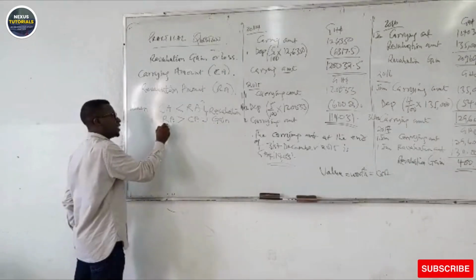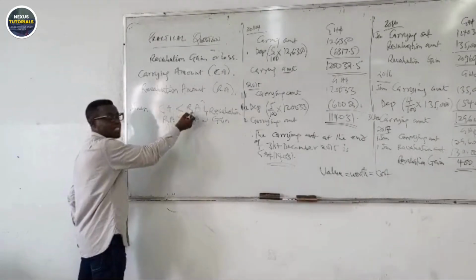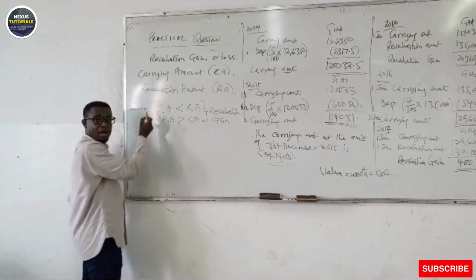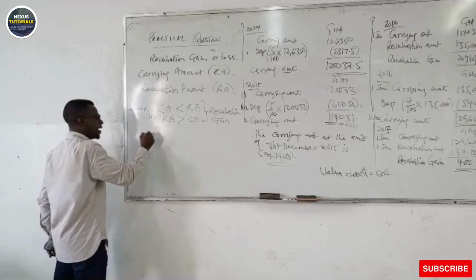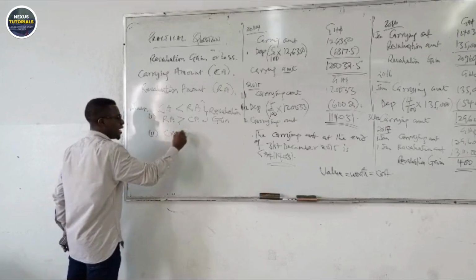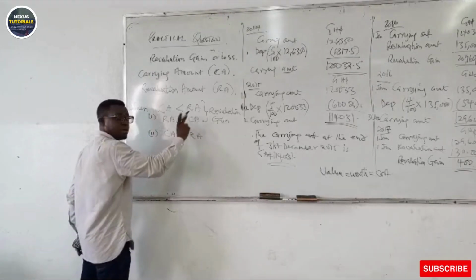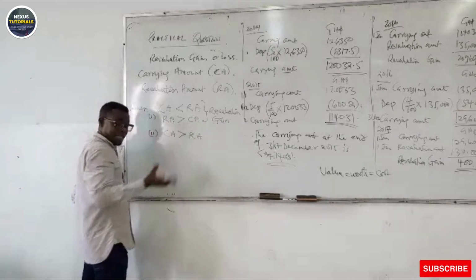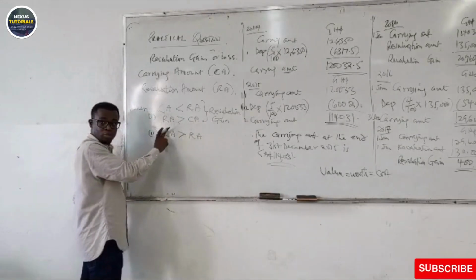When the revaluation amount is greater than, it's the same thing. They're all the same, because if this is less than this, it means this is greater than that. Are we good? Two: when the current amount is greater than the revaluation amount. In other words, when the revaluation amount is less than the current amount. We good?